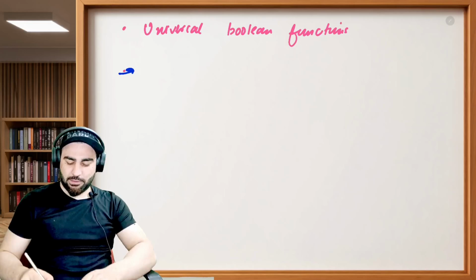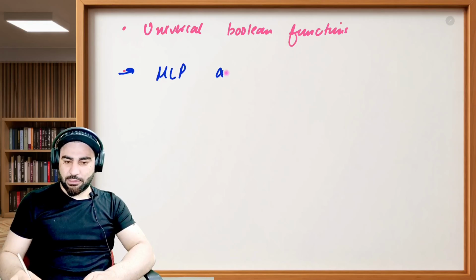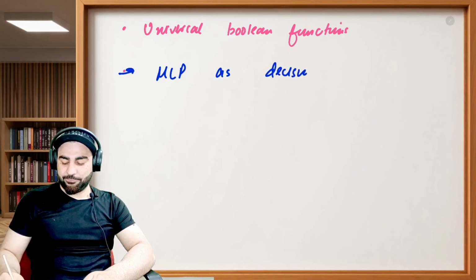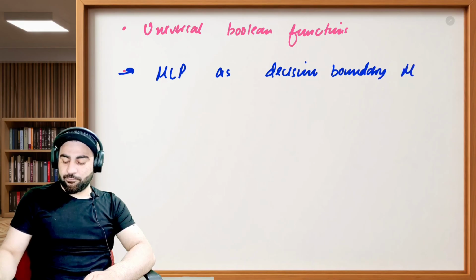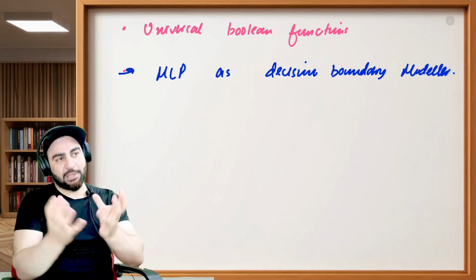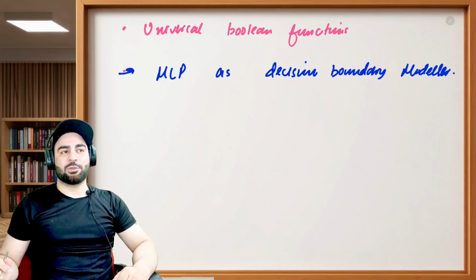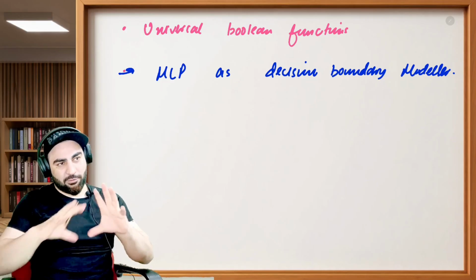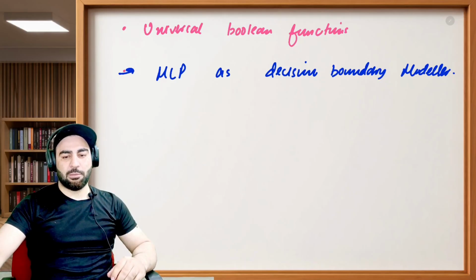So you have multi-layer perceptrons as decision boundary modelers. As I said, by this I mean that if you give any complex decision boundary to this multi-layer perceptron, it should be able to model it. It should be able to come up with this boundary.